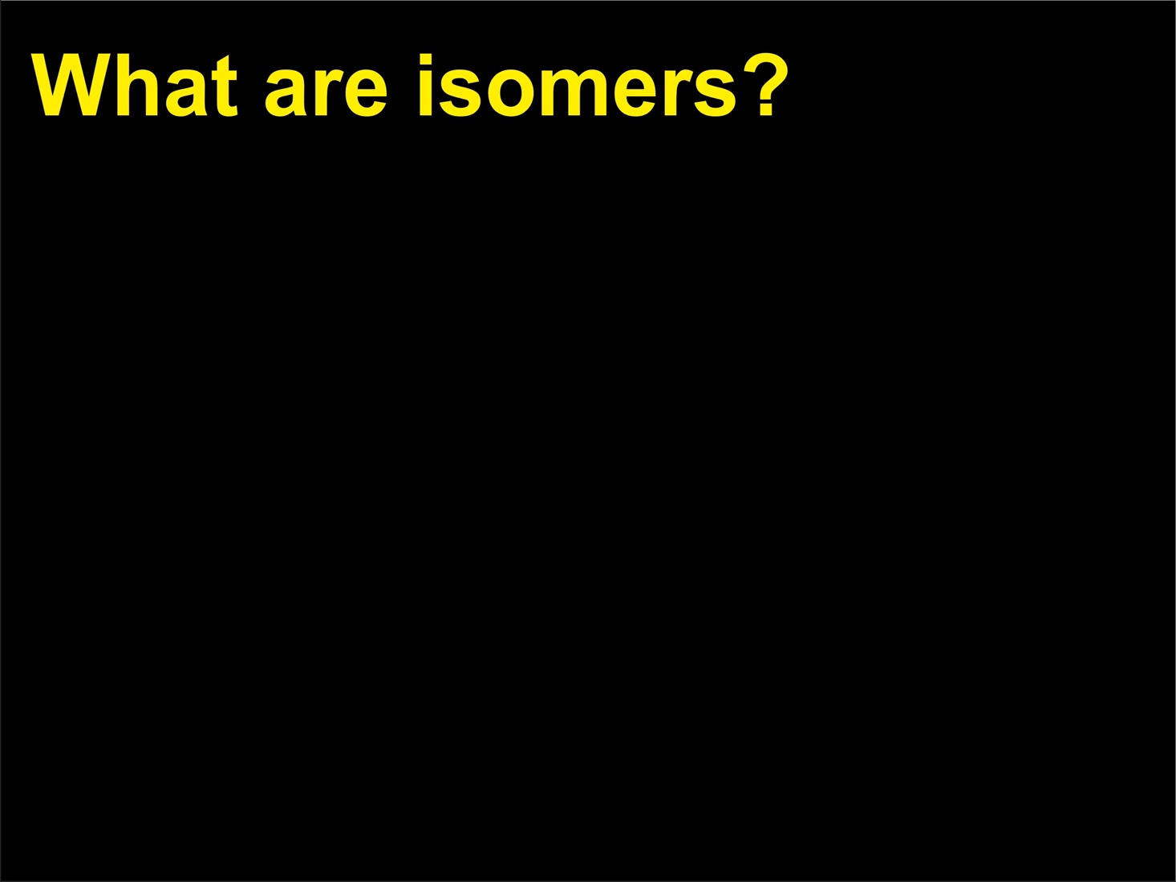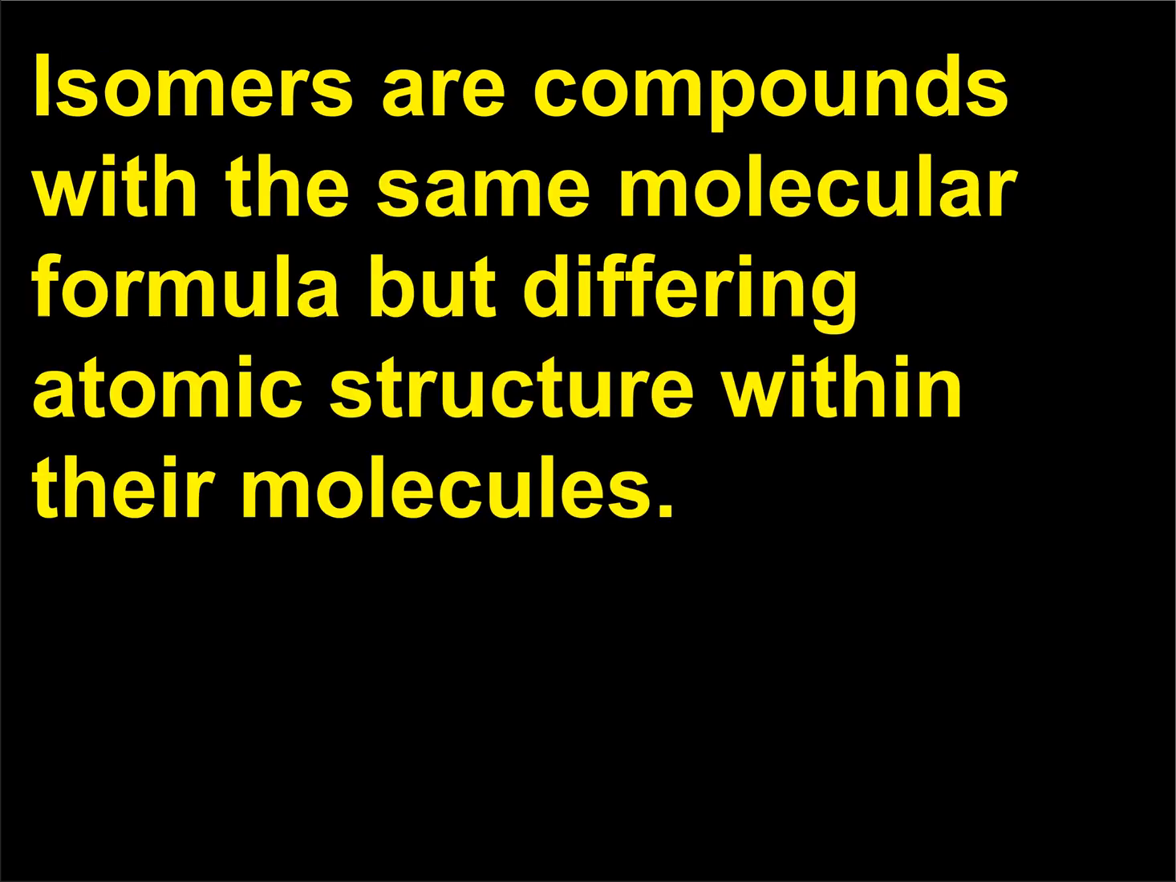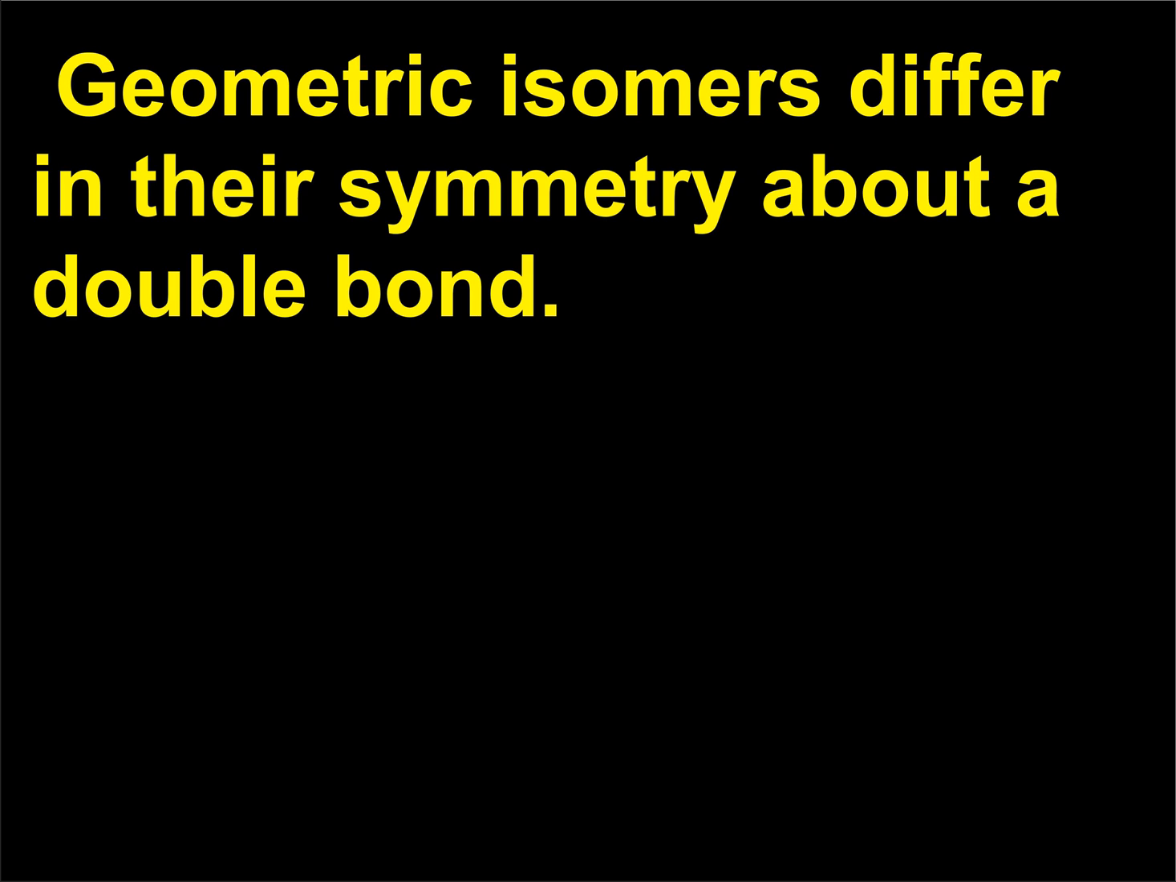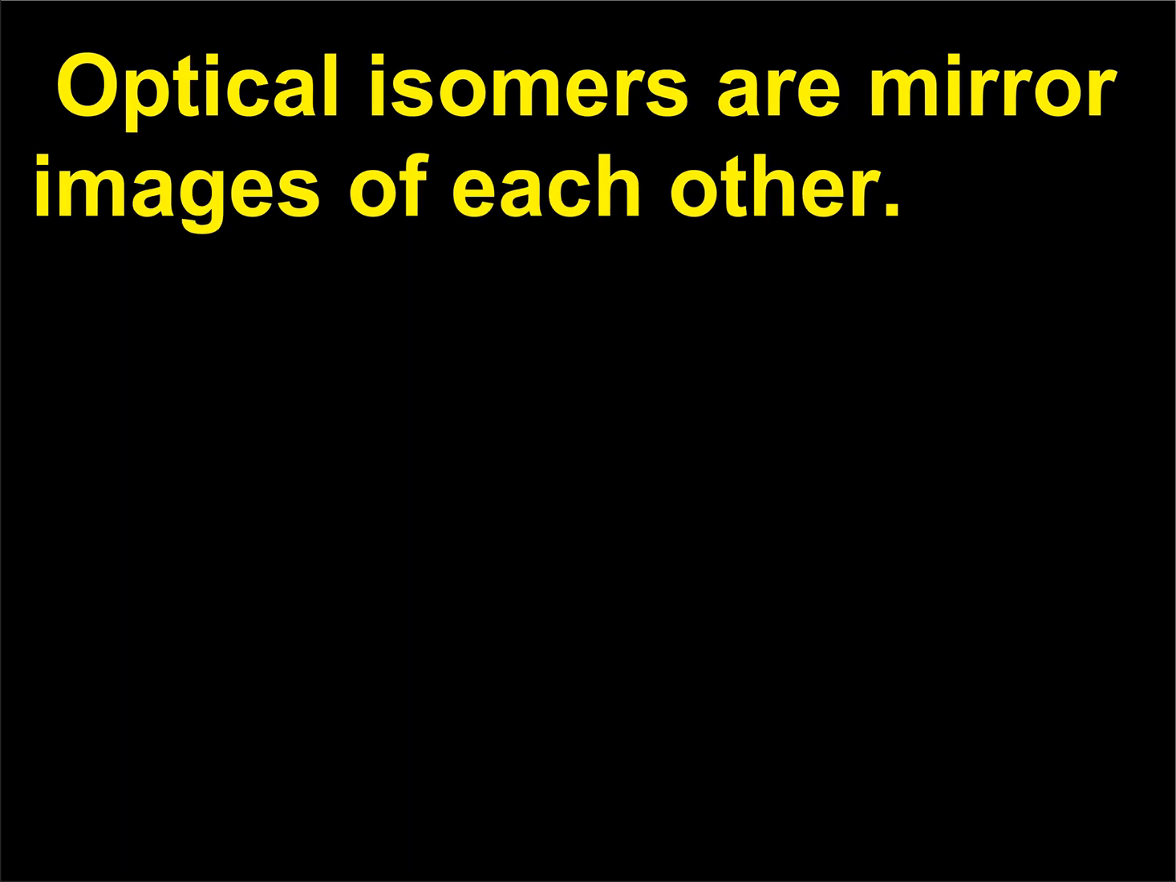What are isomers? Isomers are compounds with the same molecular formula but differing atomic structure within their molecules. The atoms of structural isomers are connected in different ways. Geometric isomers differ in their symmetry about a double bond. Optical isomers are mirror images of each other.